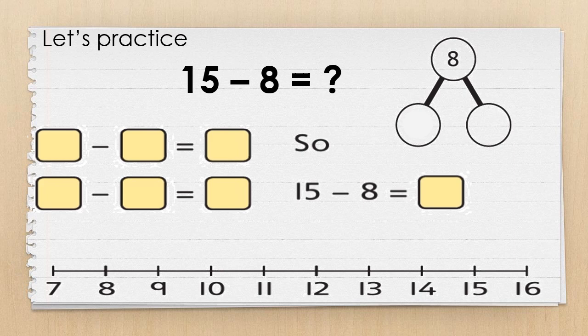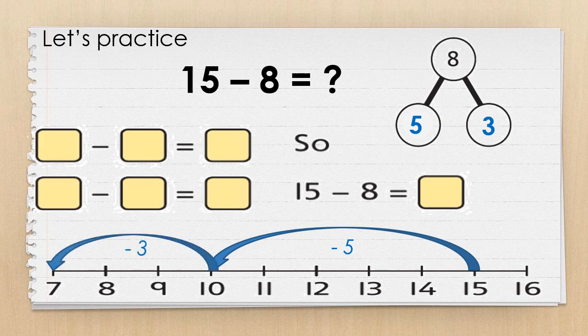Now let's get back together. Were you able to solve this problem using this strategy? Let us see. So, let us reach 10 first using this number line. Like so. We took 5 jumps back to reach 10. So, one part of 8 is 5. And that also tells us that 3 is the other part. So, let's do 3 more jumps back.